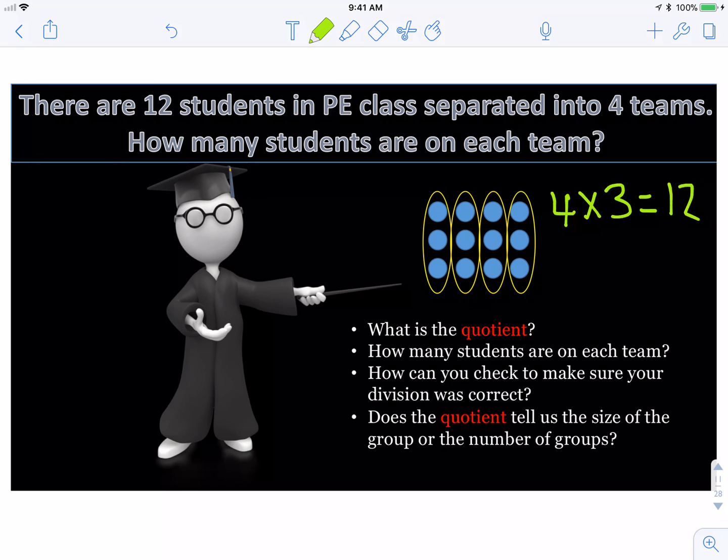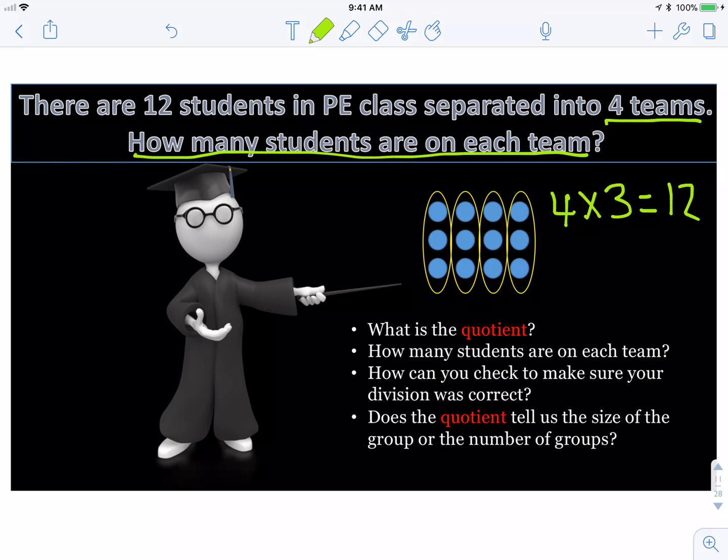Now, does a quotient tell us the size of the group or the number of groups? What does a quotient tell us? In this case, it tells us the size of the group, because the question is, how many on each team? Well, we already know the groups. We know that there's 4 groups, but we don't know how many are in each group. We know we have 12 kids. We know we have 4 teams. The question is, how many are in each group? So the quotient tells us the size of the group or number of groups.